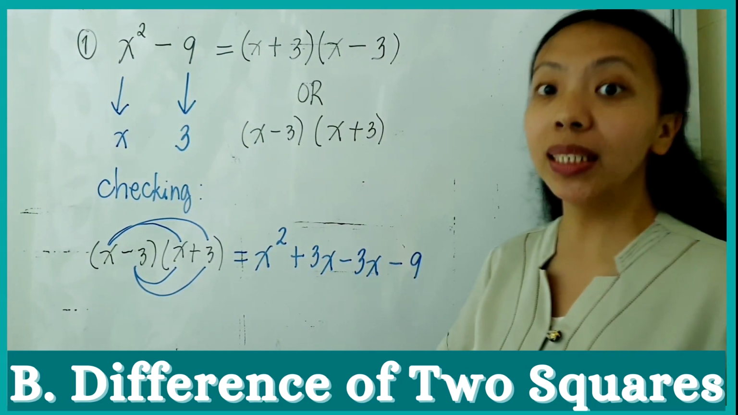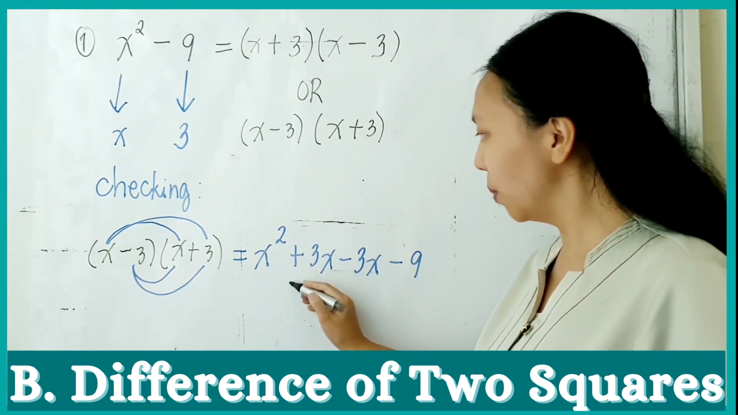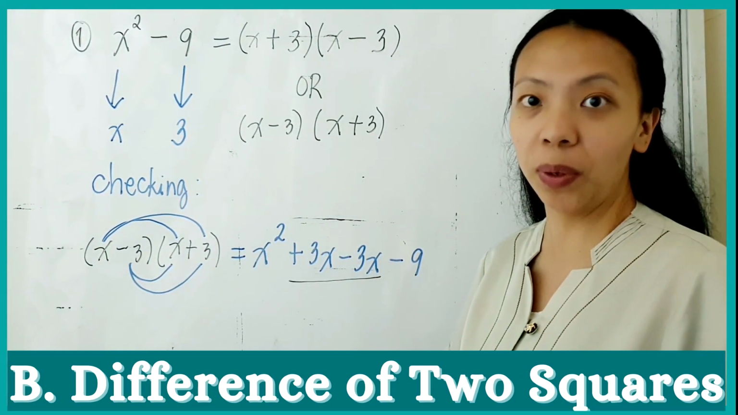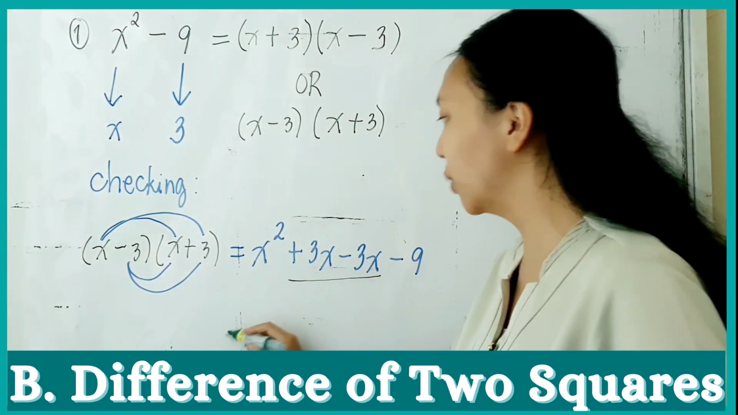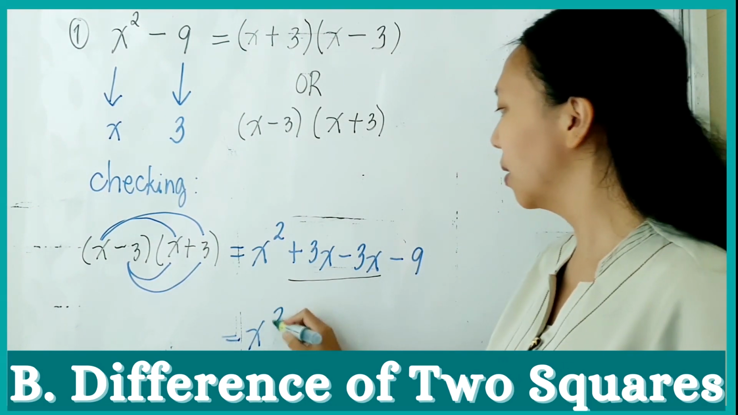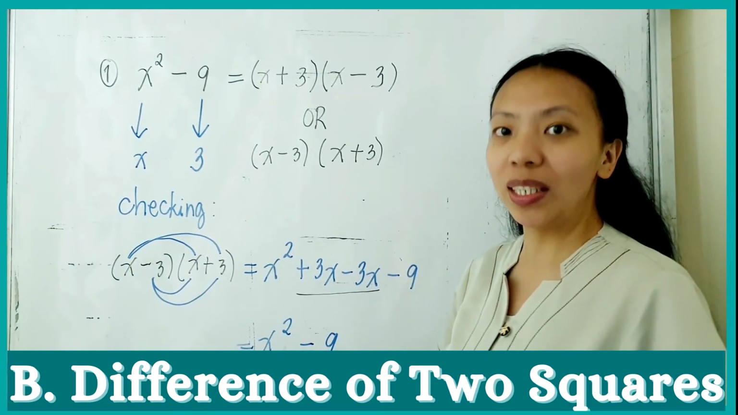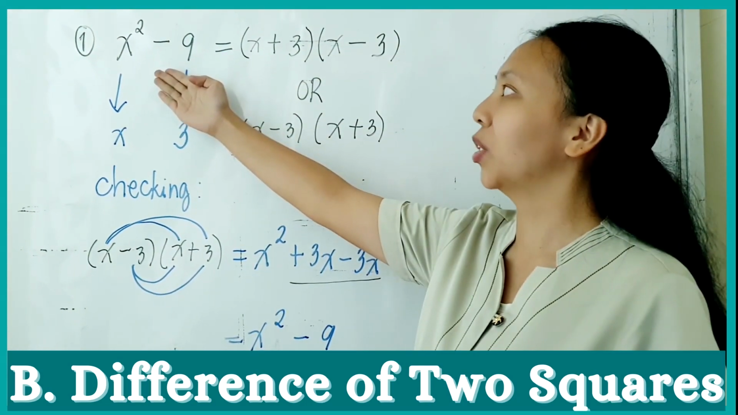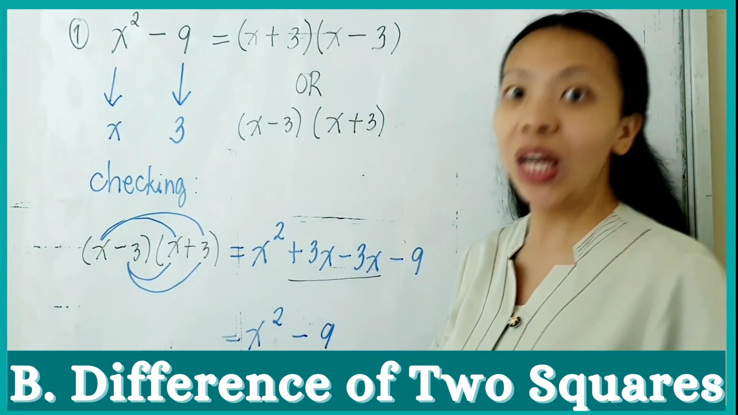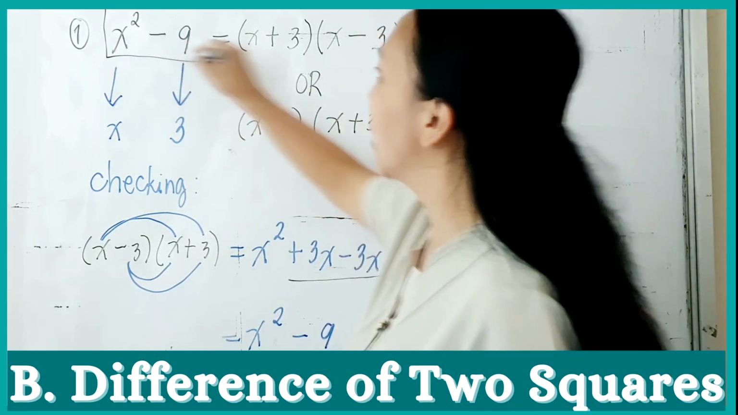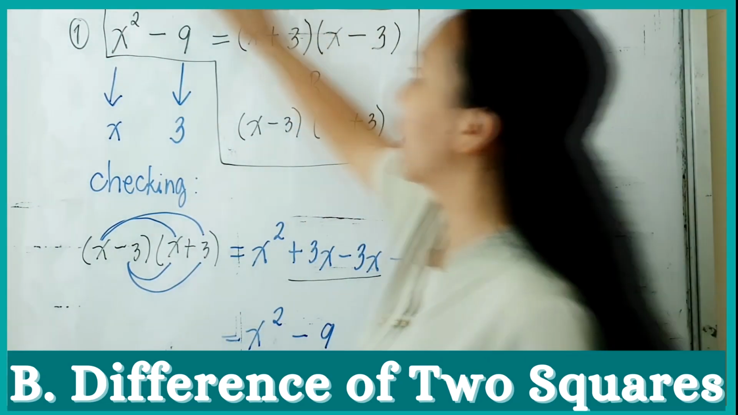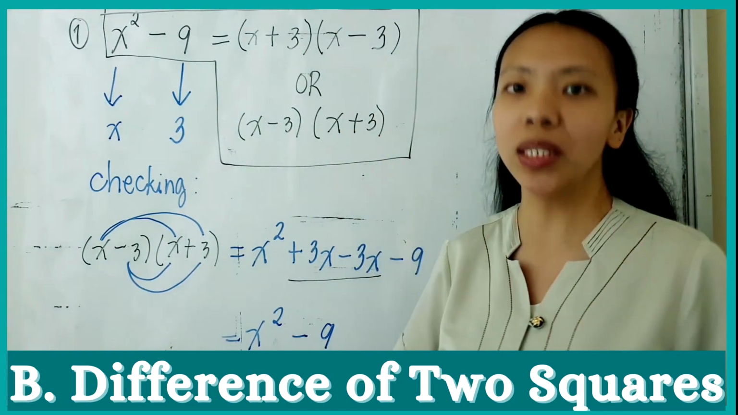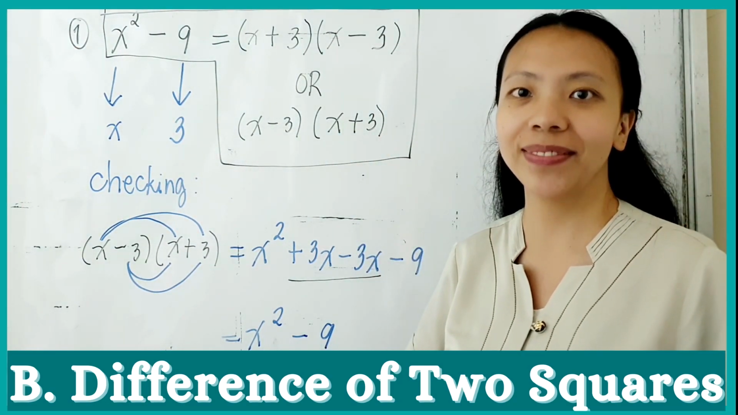Let us combine similar terms. The two terms here, 3x and negative 3x, would give us a 0. Therefore, we are left with x squared minus 9. Notice that the product we obtained in the checking is the original expression x squared minus 9. Therefore, we have arrived at the correct factored form of x squared minus 9, which is the quantity x plus 3 times the quantity x minus 3.